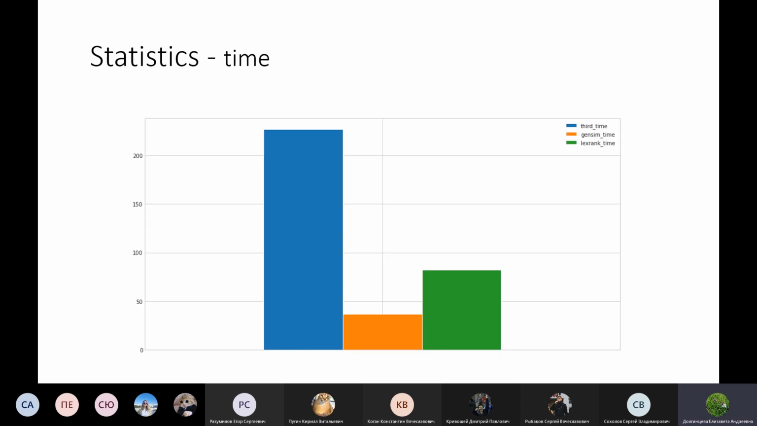Then, some statistics. On this picture, you can see how long it took for each algorithm to process 5,000 texts. We can see that the fastest was the Gensim.